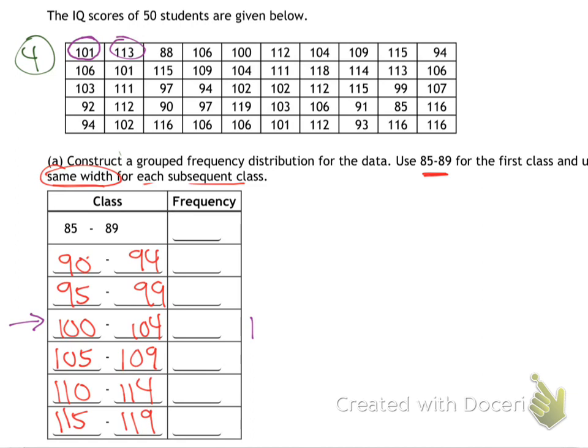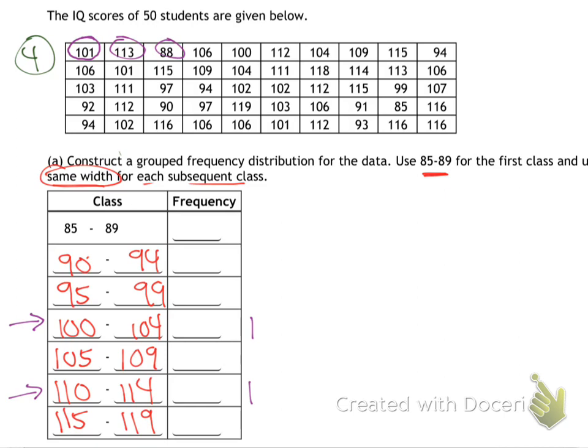Next number, 113. Which category is that one in? It's between 110 and 114. Put a tally mark. So just keep going. Just keep circling these numbers and putting the tallies down below. And when you're all done, write the numbers. Does that make sense? It's a little tedious. Really, computers are made for this. But we'll do it by hand.